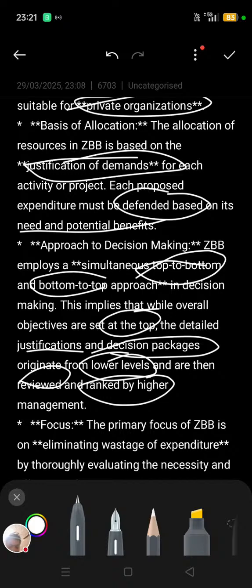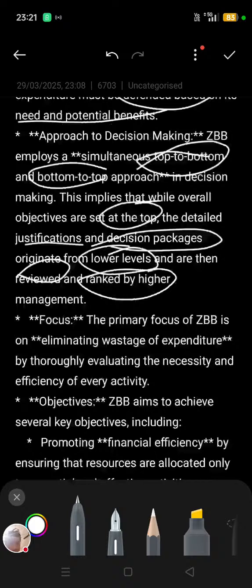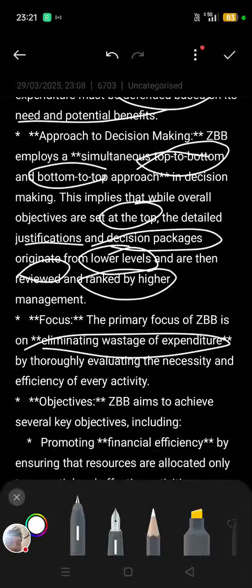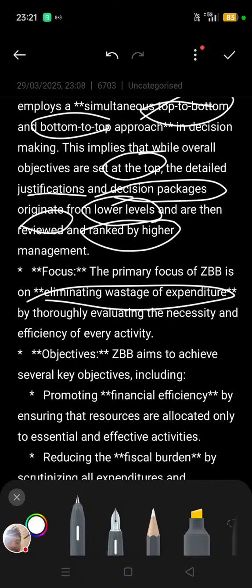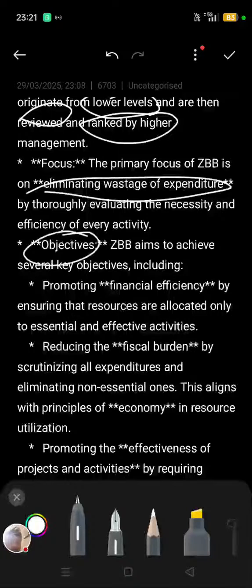The primary focus of zero based budgeting is on eliminating wastage of expenditure by thoroughly evaluating the necessity and efficiency of every activity. Objective: zero based budgeting aims to achieve several key objectives, including promotion of financial efficiency by ensuring that resources are allocated only to essential and effective activities.